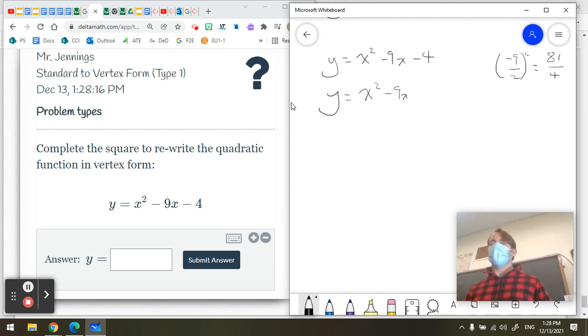And if you prefer to see that as a decimal, that's 20.25. Sorry, 20.25 is that number. 81 over 4, 20.25. Okay, here I would have negative 4.5 squared, and 4.5 squared will be 20.25.